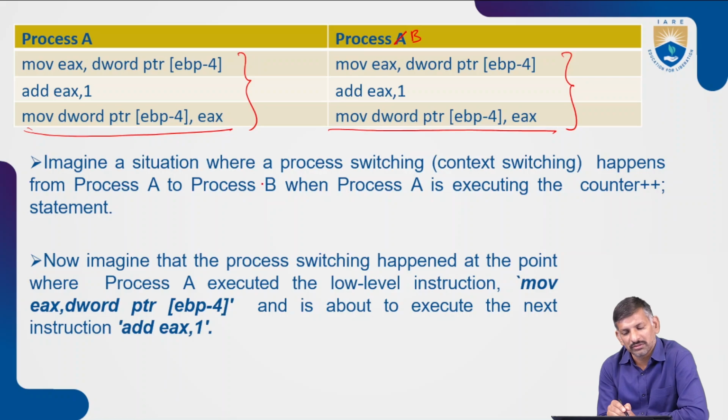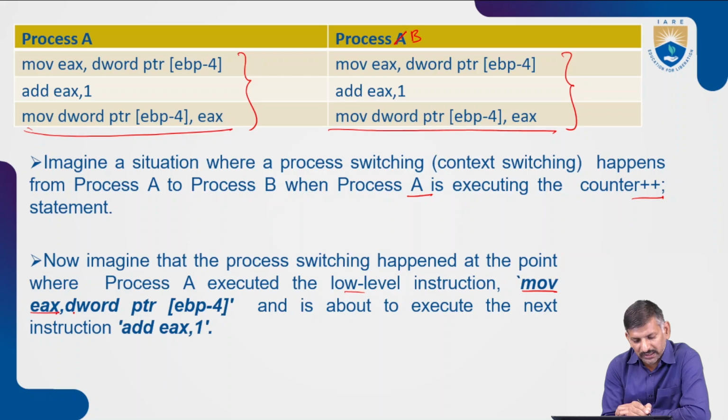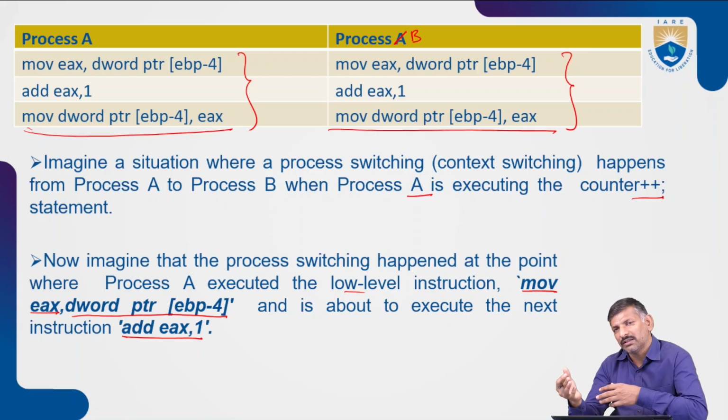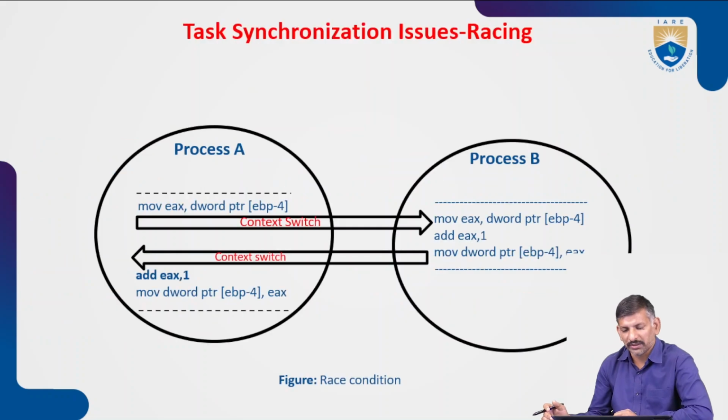So imagine a situation where process switching happens from A to B, when A is executing the increment operation. Just imagine process A doing the increment operation. If any preemption happens, what happens? Now imagine the process switching happens at the point where A has executed the low level instruction mov EAX, memory location value, and is about to execute the add instruction. It has loaded the memory location value into the accumulator and the next step is adding 1. At this point of time, if switching happens, okay.